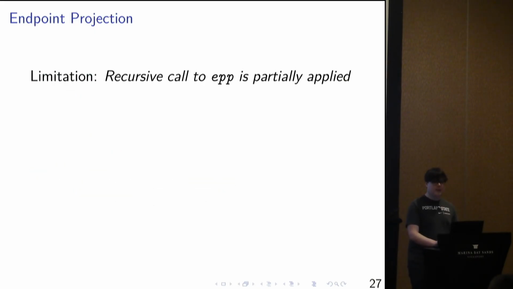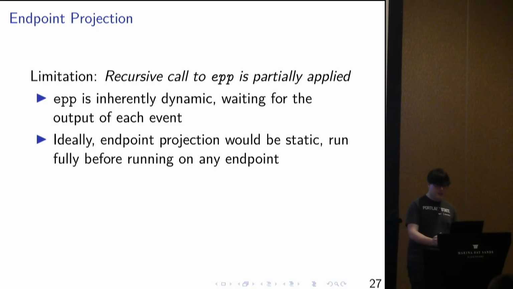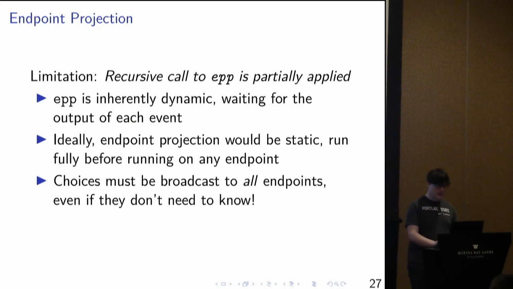There's one limitation to endpoint projection in the original Haskell library. The recursive call to endpoint projection is partially applied. So it's dynamic, and it waits for the output of each event to continue projecting the choreography to whichever endpoint is running it. Ideally, the endpoint projection would be static and be able to run fully before starting to run the computation. And separately, the choices must be broadcast to all endpoints, even if they don't need to know about them.